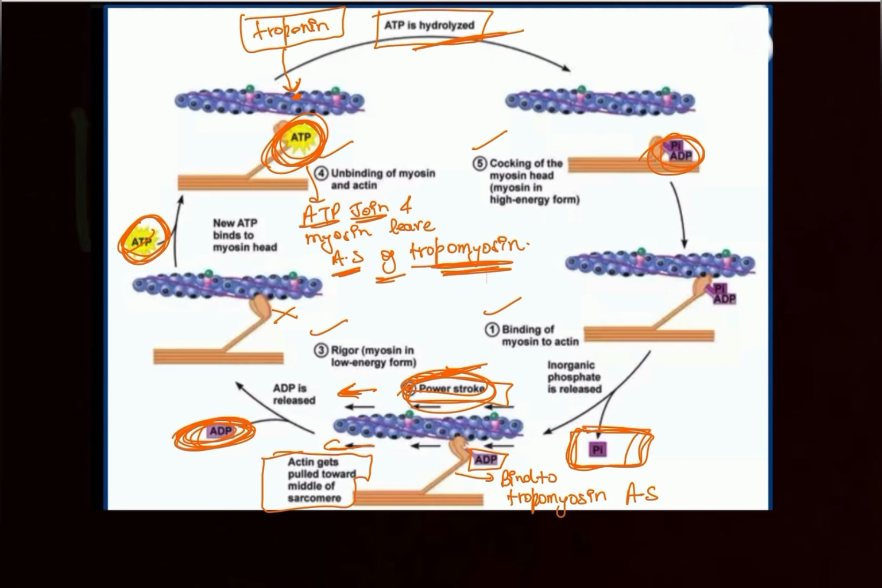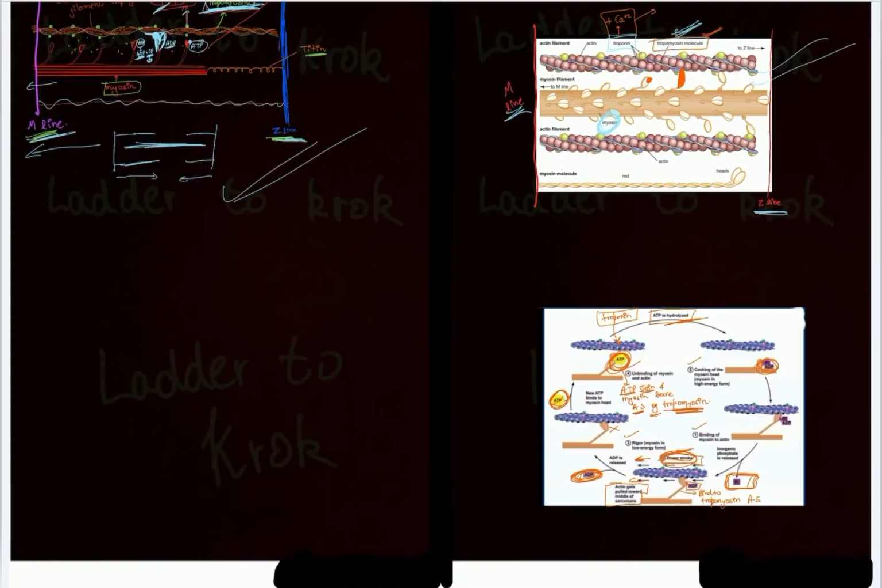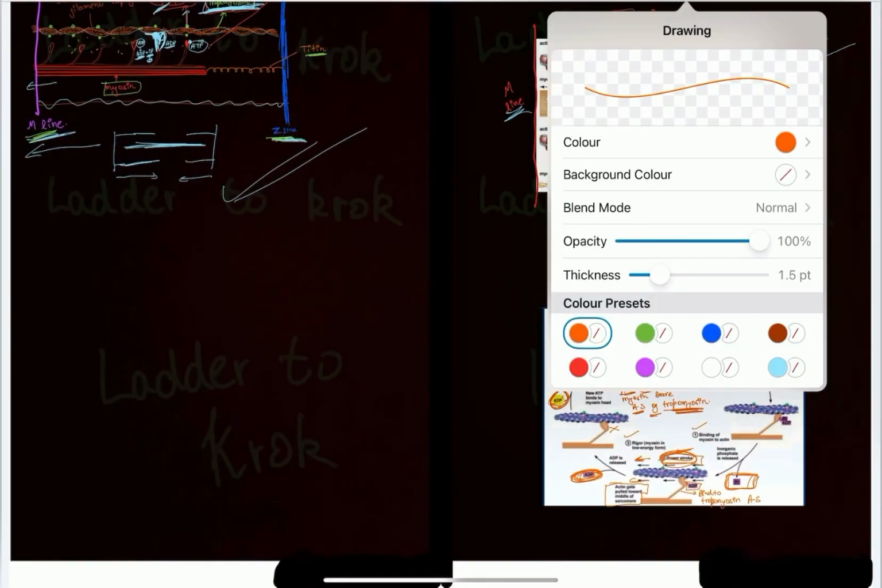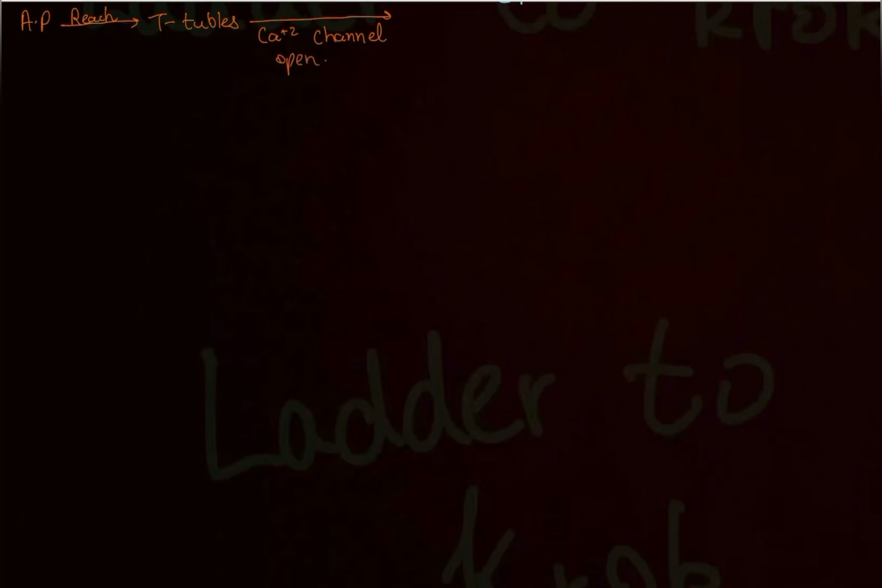Okay, now let's put all of this, whatever I told you, in a summary and in a systematic form. So first of all, what happens? An action potential is generated, as I already told you, and it reaches the T tubules. Now on these T tubules, calcium channels will open. What are these calcium channels? Voltage gated calcium channels will open.